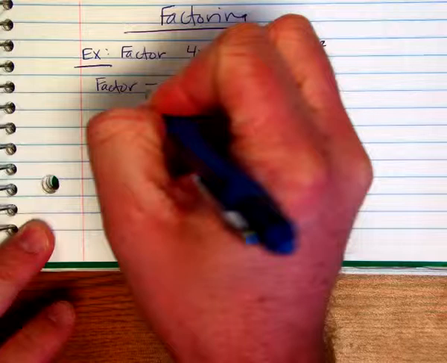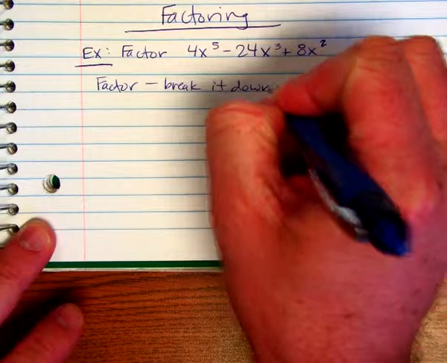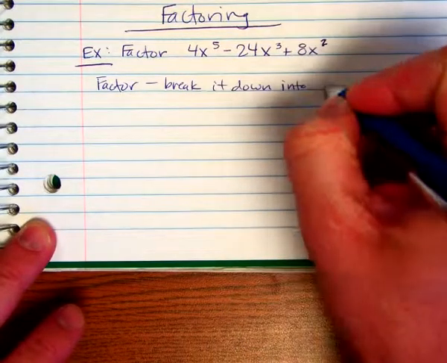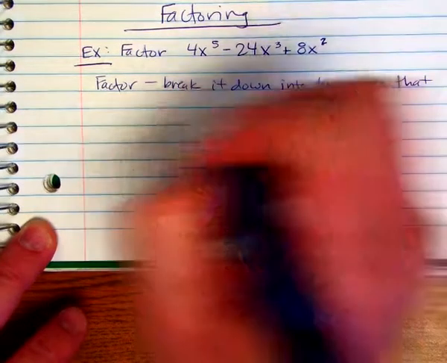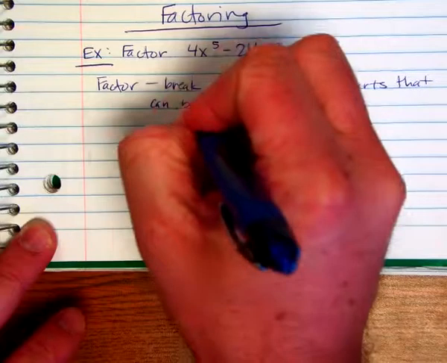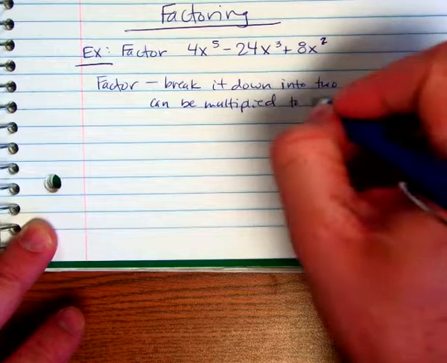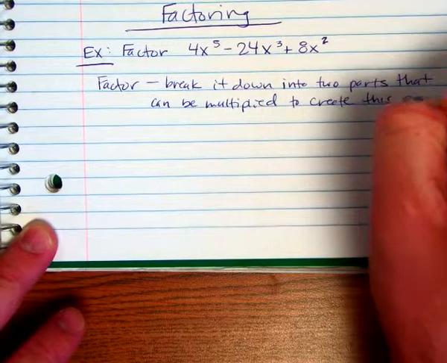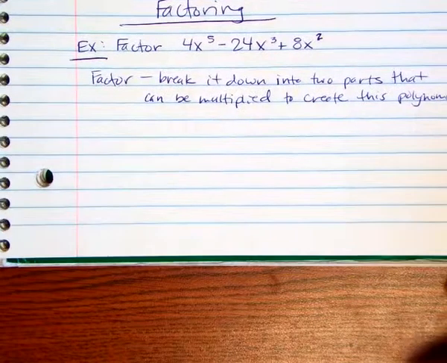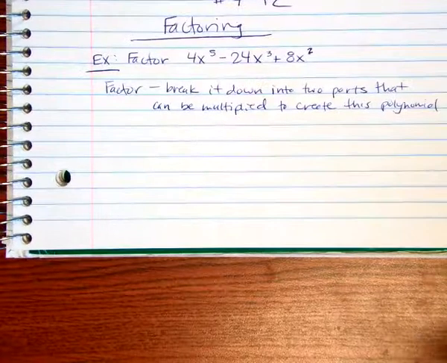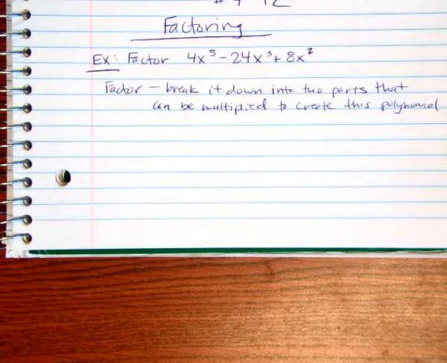If you're going to factor something, it means that you are going to, as we just said a moment ago, break it down into parts, and actually into two parts in this case. Two parts that can be multiplied to create this polynomial. So when we are done, we should have something that I can multiply together that would create what we started with in the first place.